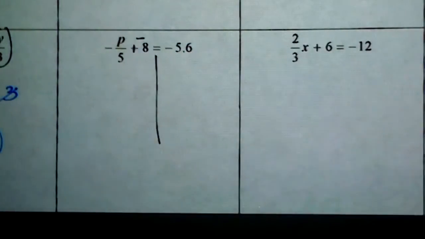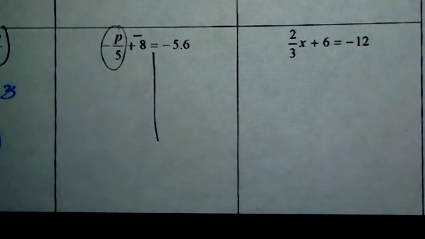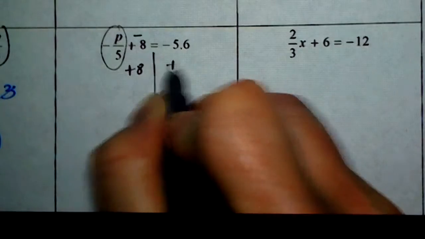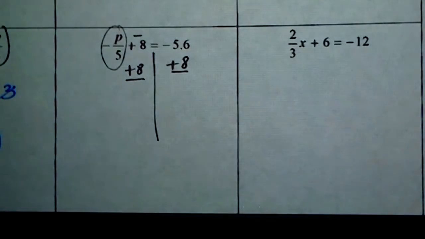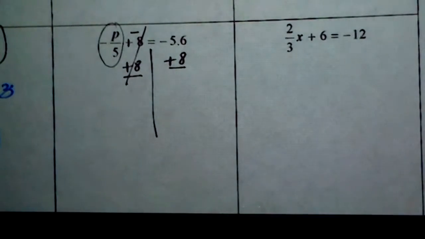Draw your line. Change your sign because I'm subtracting 8. I want to add a negative 8. This is my variable term. I need negative 8 to go. So I'm going to add a positive 8 to each side. So those cancel out.